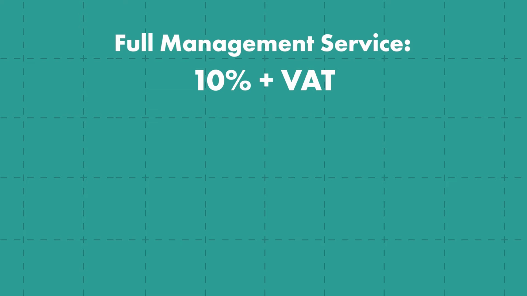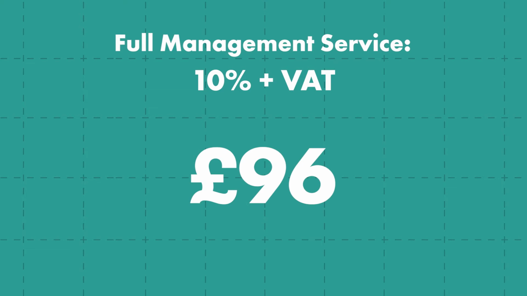Now, a property management company or a letting agent typically charge around 10% for a full management service plus VAT, and that will work out to £96. So 10% of the rent is £80, and VAT at 20% equals an extra £16 on top, making it £96.